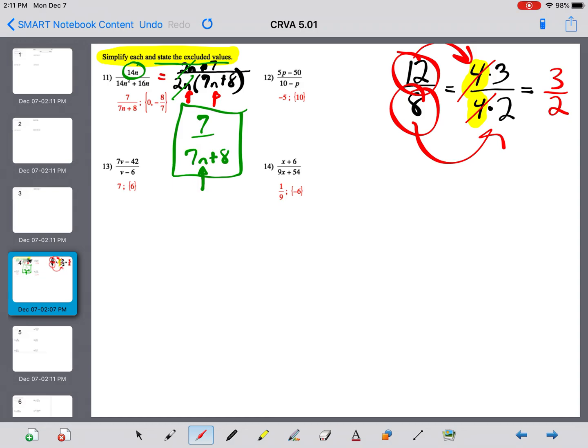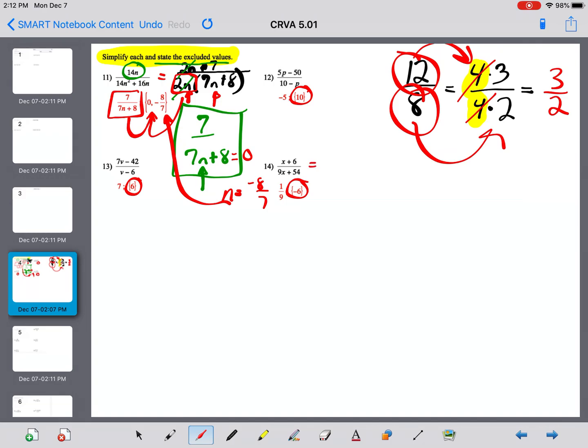So 0 would make this factor equal 0. And if you set 7n plus 8 equal to 0 and solve, you would get n equals negative 8/7. Subtract 8 and then divide by 7, and that's how they get that. So what they say here is that's the excluded value; it's not part of the domain, you can't put that in for x. That's what they're meaning with that notation. So they have the simplified answer first, and then the values that cannot be plugged into the domain.